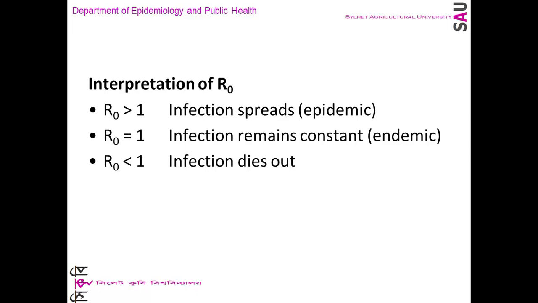Interpretation of R0. Infection spreads when R0 is greater than 1. Infection remains constant when R0 is equal to 1, and infection will die out if R0 goes down to less than 1.